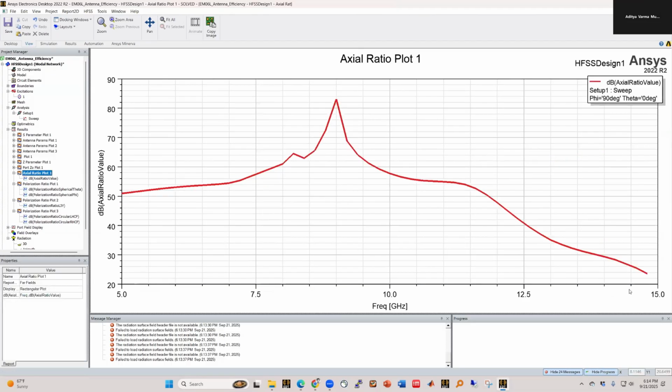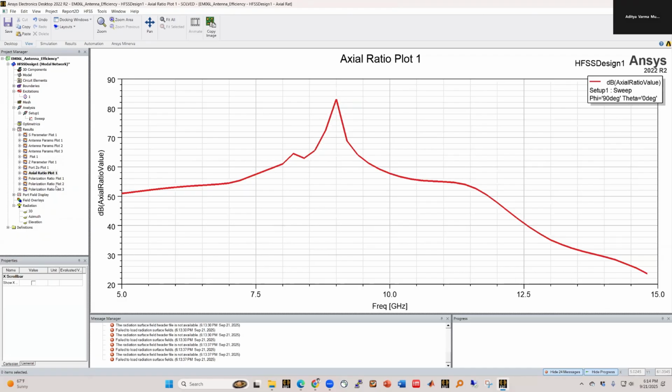Maybe you can also see that in the axial ratio. The axial ratio is dropping pretty fast, so it goes down to maybe close to 1 or 2 at higher frequencies because it's becoming more circularly polarized. Okay, so these are various quantities.